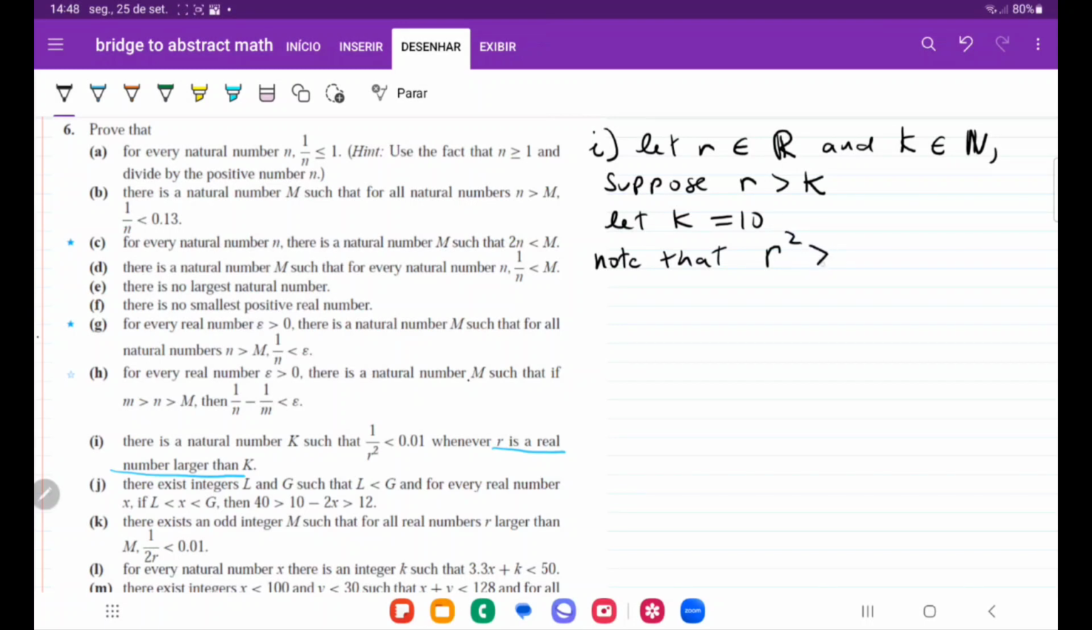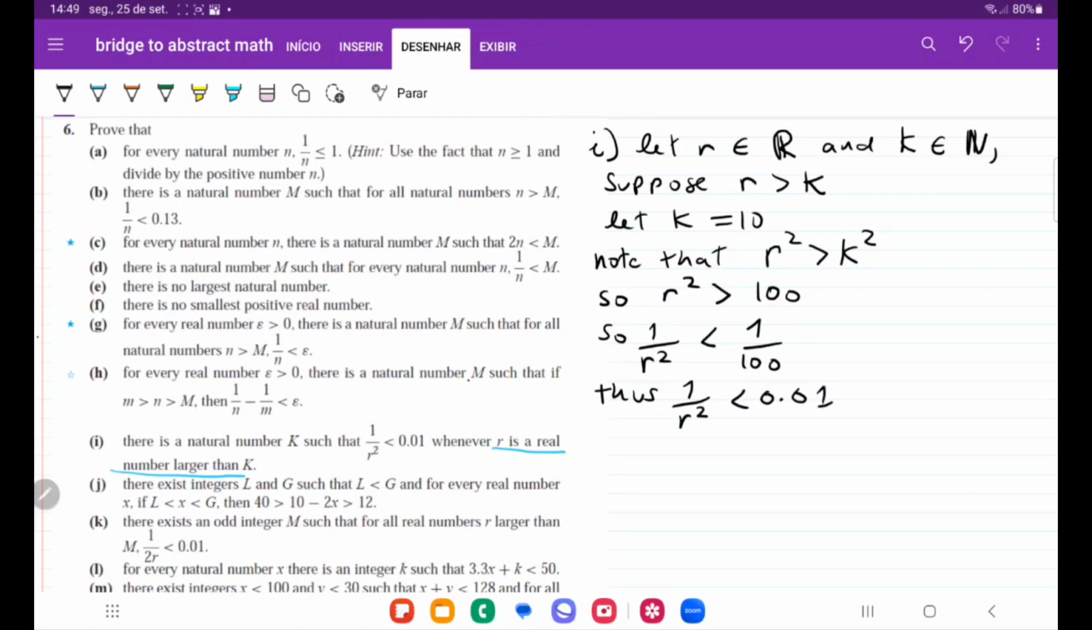r squared is going to be greater than k squared. So r squared is greater than 100, which is k squared. Then we take the reciprocal: if 1 over r squared is compared to 100, the reciprocal is definitely going to be less than 1 over 100. Thus, 1 over r squared is less than 1 divided by 100, which is 0.01. And so we have proved it.